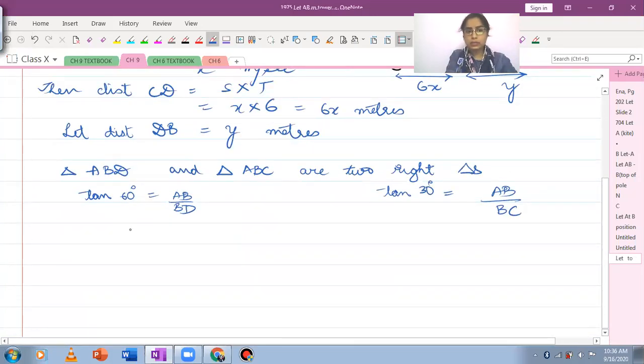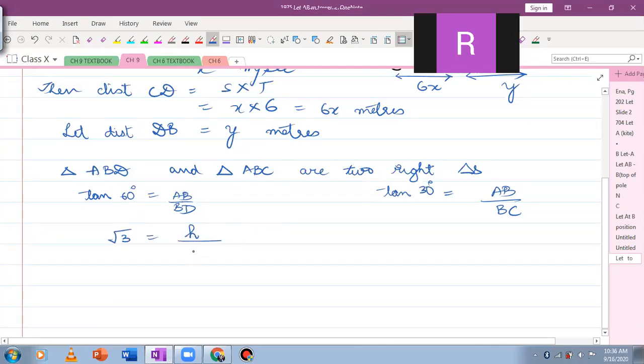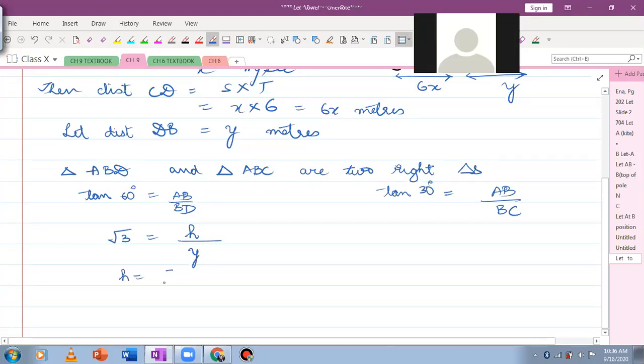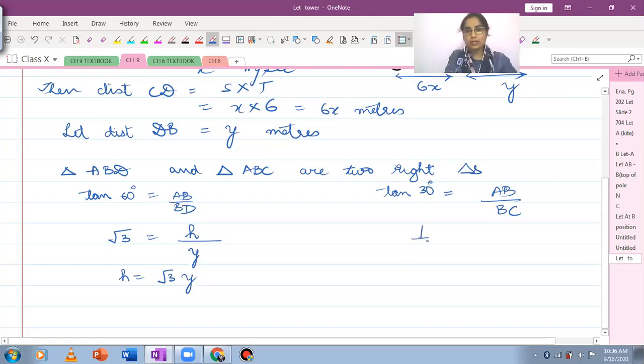Use the values. Tan 60 is √3. AB is the height of the tower, which I've taken as H, and the base of the triangle is Y. From here, you can write down that H is equal to √3 times Y. Whereas in the other triangle, tan 30 is 1 by √3, and the height of the triangle is H.